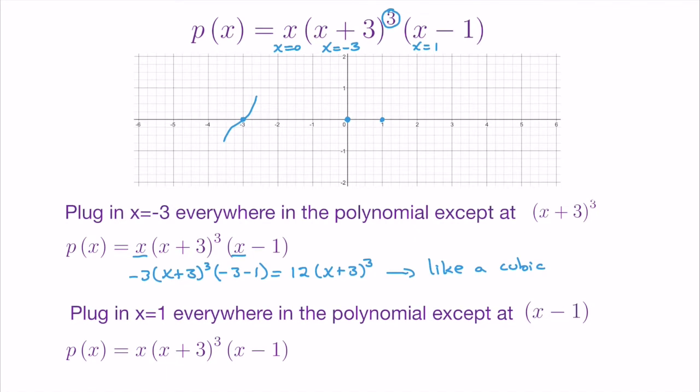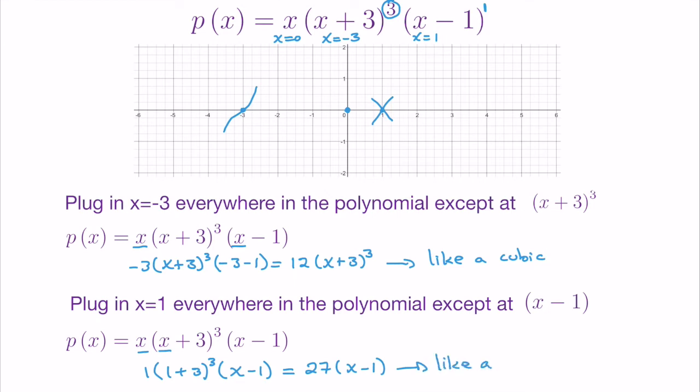So it's touching like that. For x equals 1, the multiplicity is 1, so the graph is again crossing the x-axis. Let's see how it crosses the x-axis. Because it's a linear term, it's going to be like a line going up or a line going down. What we do is that we replace x equals 1 everywhere except at x minus 1. So we replace it here, and we get 1 times (1 plus 3) cubed times (x minus 1), and that is 27(x minus 1). So it crosses like a line going up like that, and we discard this behavior.